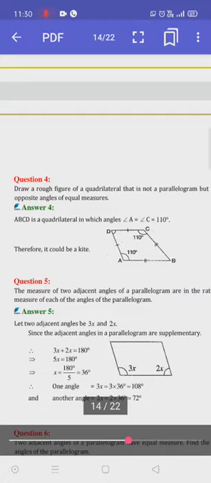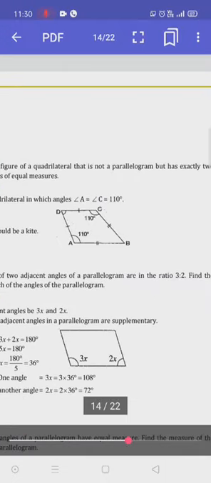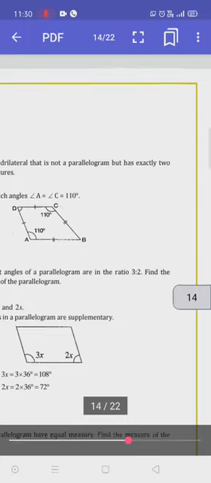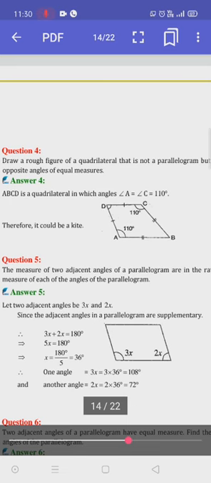Now I am going to explain question 4. In question 4, draw a rough figure of a quadrilateral that is not a parallelogram, but exactly two opposite angles are equal in measure. So very simple. ABCD is a quadrilateral in which A and C are equal. So it looks like a kite, because in a kite generally these angles are equal. In a kite, a pair of consecutive sides are equal, and in the second pair also you can see consecutive sides are equal. So this looks like a kite.